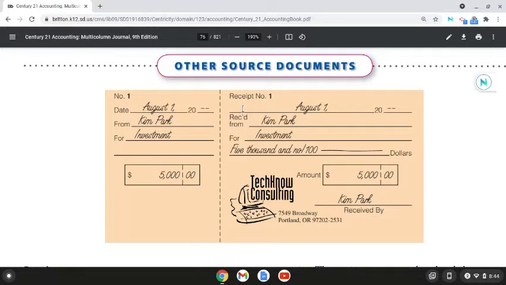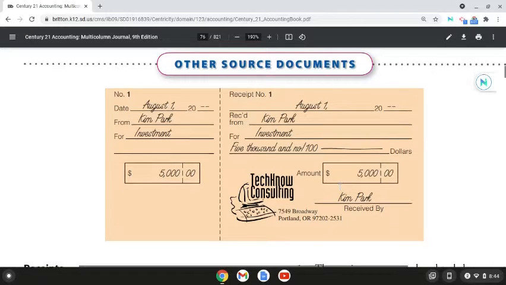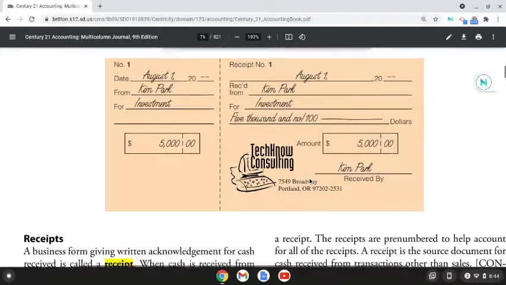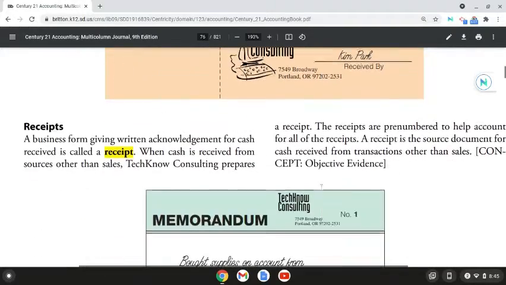The date is August 1st of the current year. It's received from Kim Park. It's for an investment, and it's written for $5,000 and no cents. This is written in word form and also number form down here. And it's received by Kim Park. This is also showing us the business name, which is Techno Consulting, and their address as well.